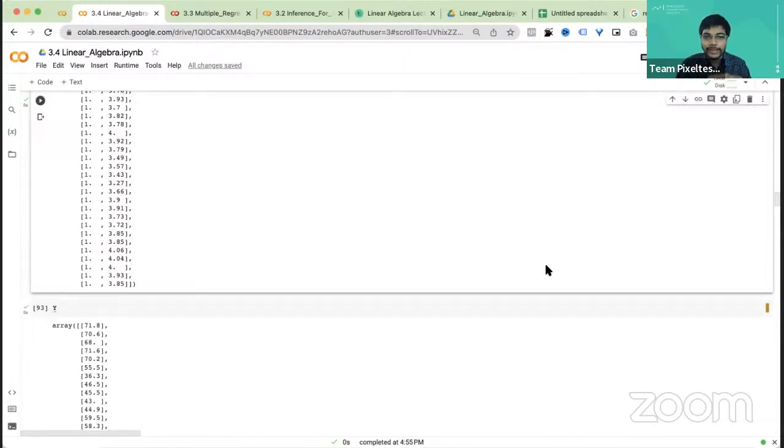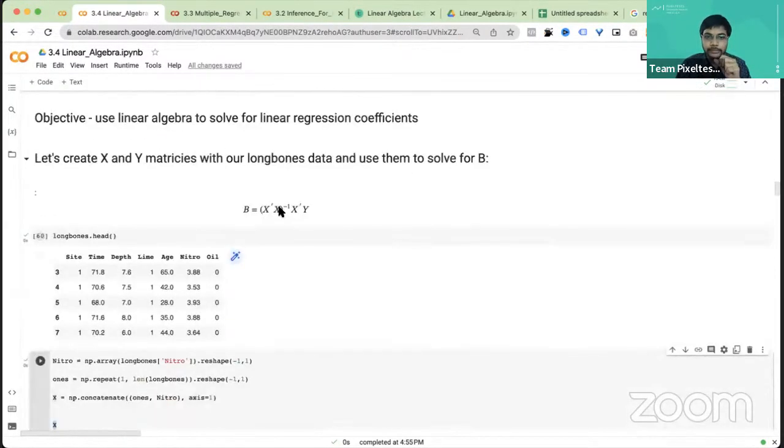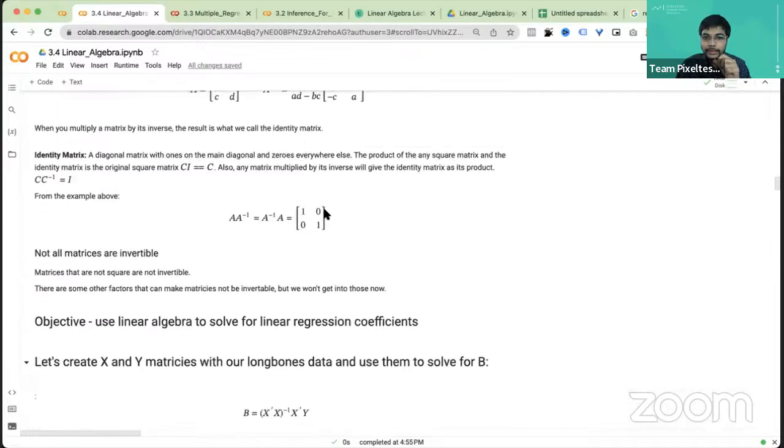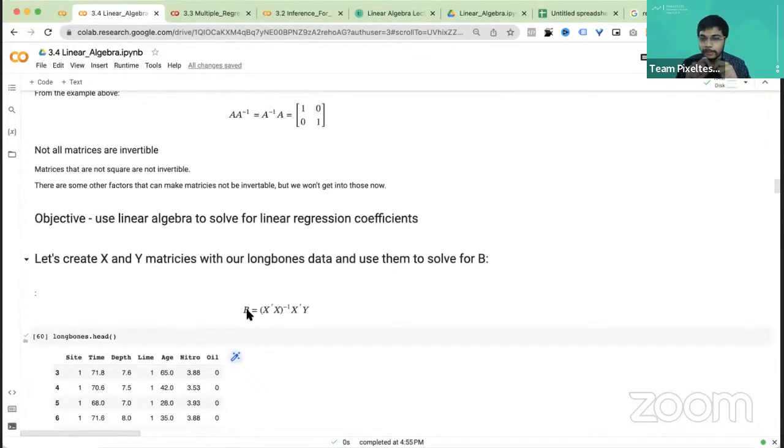Okay, X and Y are clear. Now we have to get B. The whole equation of B is nothing but the inverse of X transpose X, multiplied by X transpose Y, right? So all of these have to be calculated.